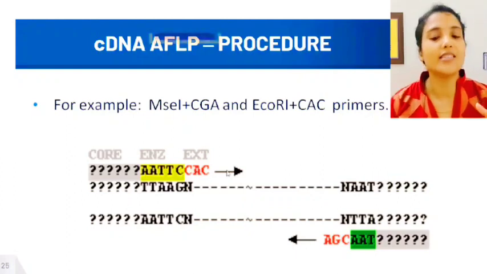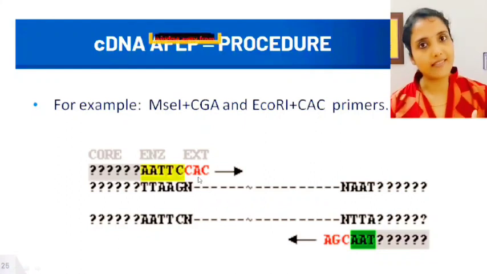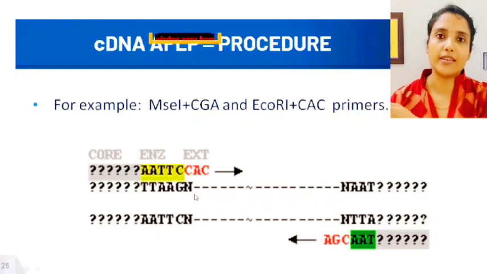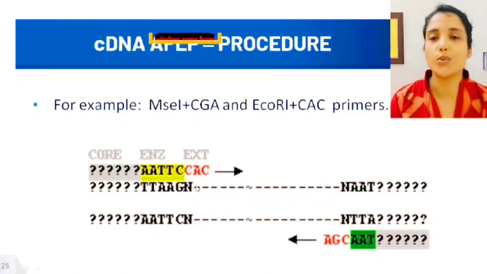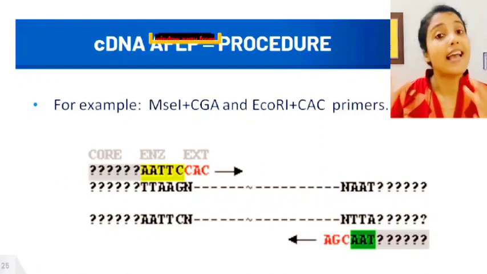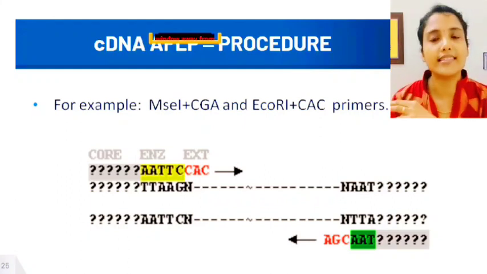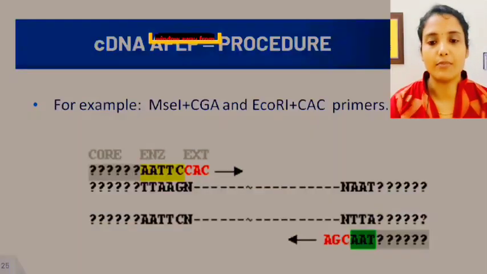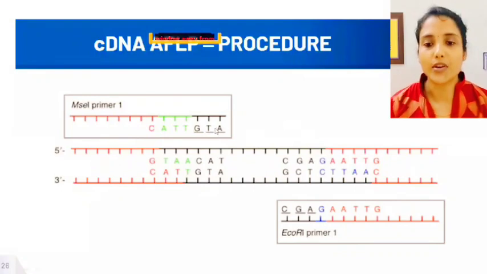Now only these pieces which have the complementary sequences to this particular primer will be able to anneal to this primer, and only those will be amplified. Okay, multiple copies of those fragments will be made, and only those will be seen or visualized in the gel electrophoresis chamber. So that is what is shown over here.